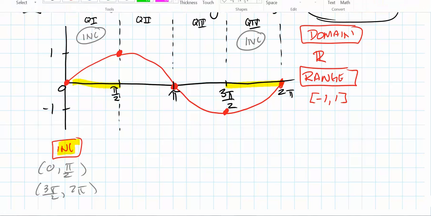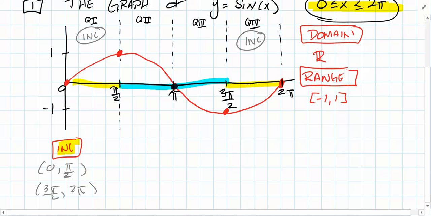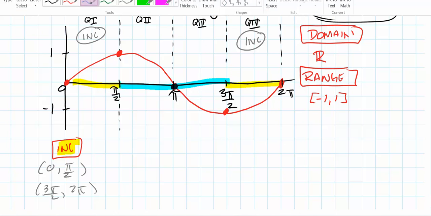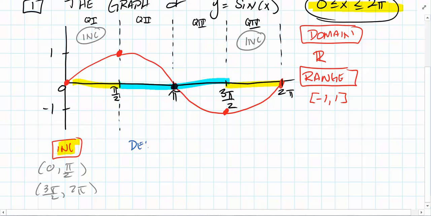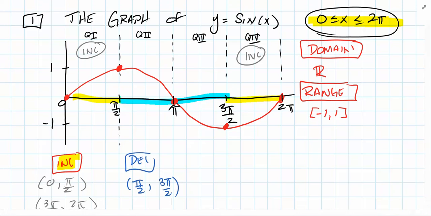Where is it decreasing? All the place in between. There's my decreasing interval. So it's decreasing from pi over 2 all the way up to 3 pi over 2. You wouldn't separate it into two, because it's decreasing on that whole thing, right? That makes sense, okay? So domain, range, increasing, decreasing, awesome.